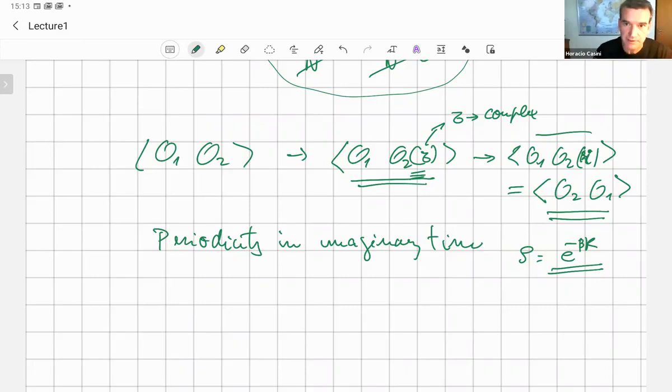For a thermal state, it's just the usual time evolution. It's proportional to time. So it's a kind of internal time of your algebra that is generated by the state itself.